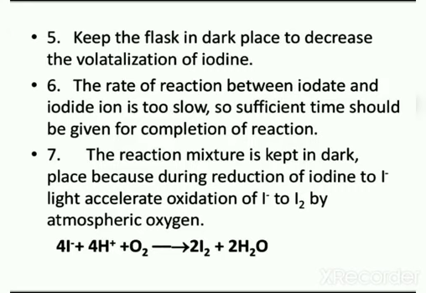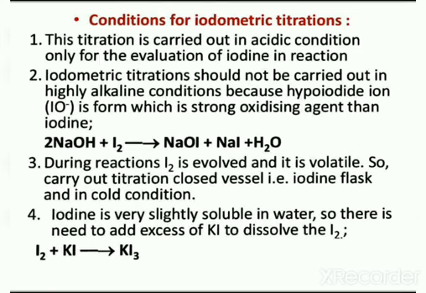That is given in the equation form. Here the iodide is oxidized into iodine, so it should be avoided by keeping in a dark place. That is because during the reduction of iodine to iodide, light accelerates oxidation of iodide to iodine by atmospheric oxygen. So these are some of the conditions when we are doing the iodometric titrations.